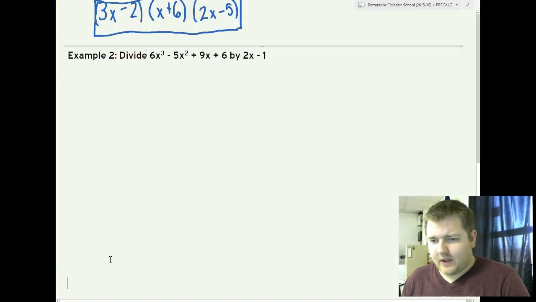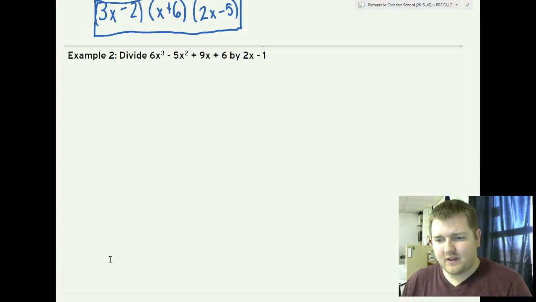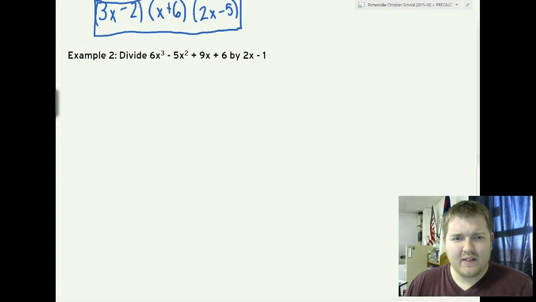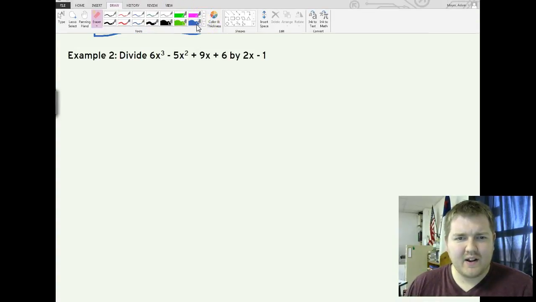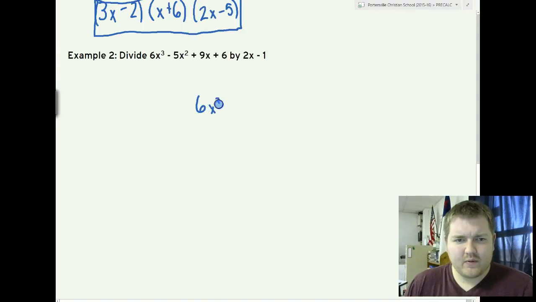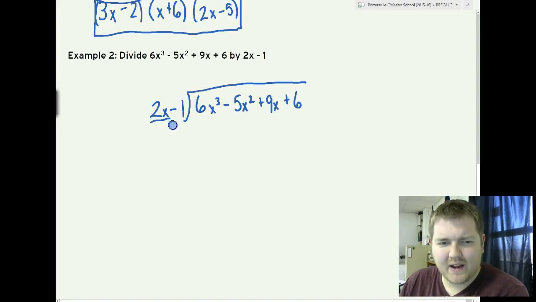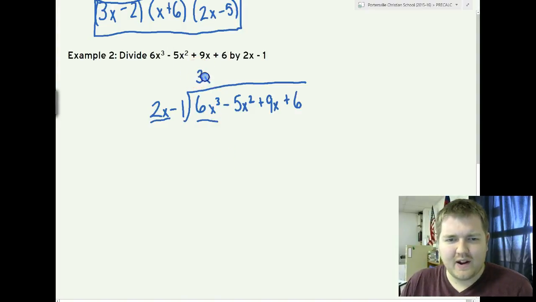Alright, so now we're going to look at what happens when you have a remainder that doesn't end up being 0 like it did in the first example. Now we're going to look at this polynomial 6x cubed minus 5x squared plus 9x plus 6 divided by 2x minus 1. So once again, I'm going to figure out how many times 2x goes into 6x cubed, and that's 3x squared.